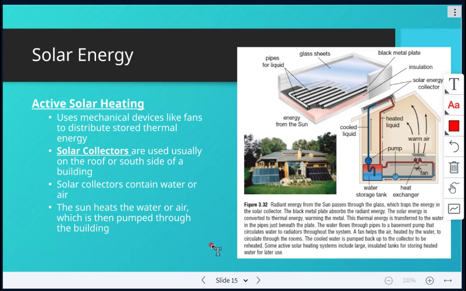The water will then flow through the pipes to a basement pump. It will then circulate the water to radiators throughout the system. A fan will be located to help the air that's heated by the water to circulate throughout all the rooms in the house. Cooled water will get pumped back to the collector and get reheated. Also, some active solar heating systems may include large insulated tanks to store heated water for later use. So that's active solar heating.